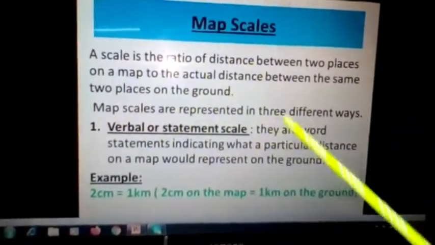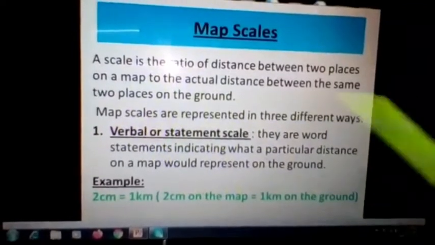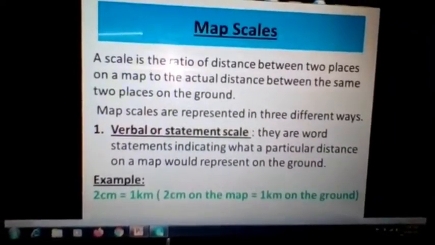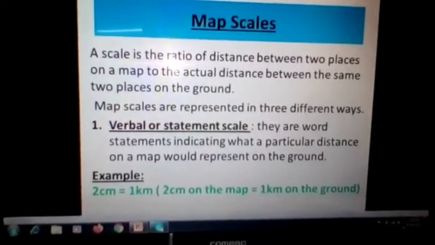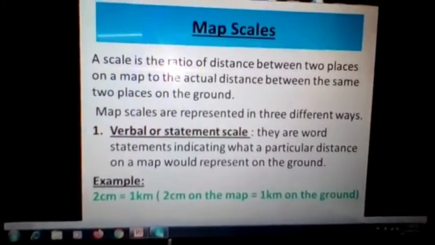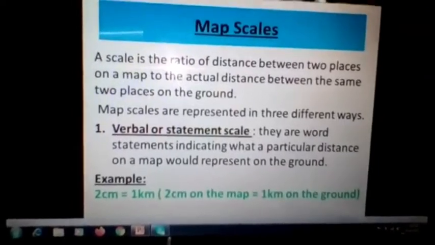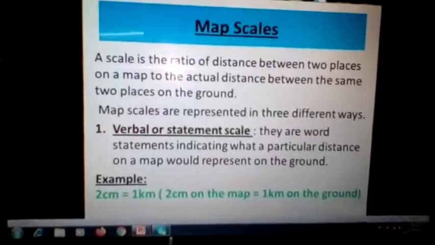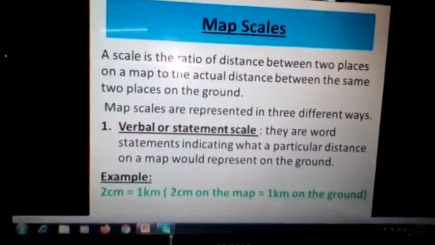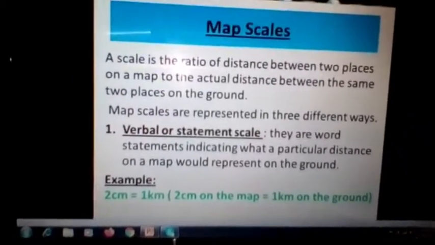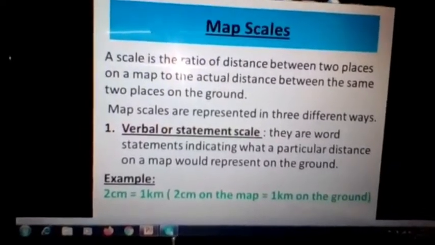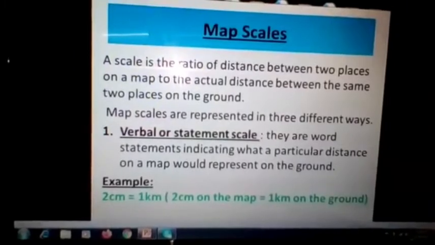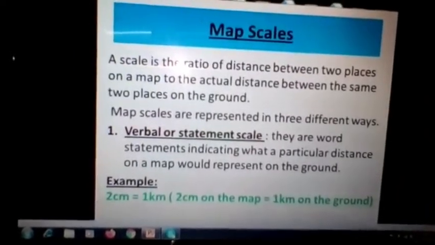So we have three different ways in which the map scale is represented. Number one, the verbal or the statement scale. Now, they are word statements simply written in words indicating what a particular distance on a map would represent on the ground. The units are usually mentioned in this type of scale, and these are just statements indicating what a particular distance on a map will represent on the ground.